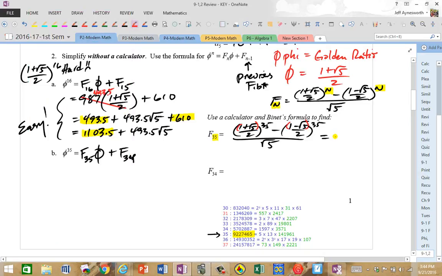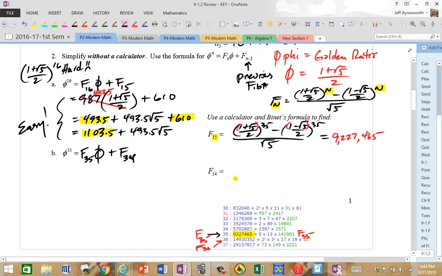So 9,227,465. And this is F35. Okay, F35. And right here, this is F36. So let's get that one too.